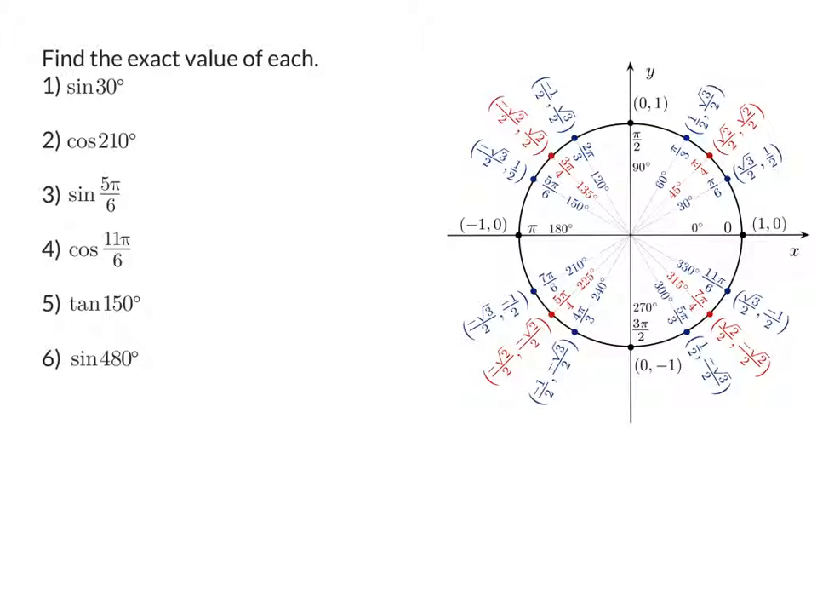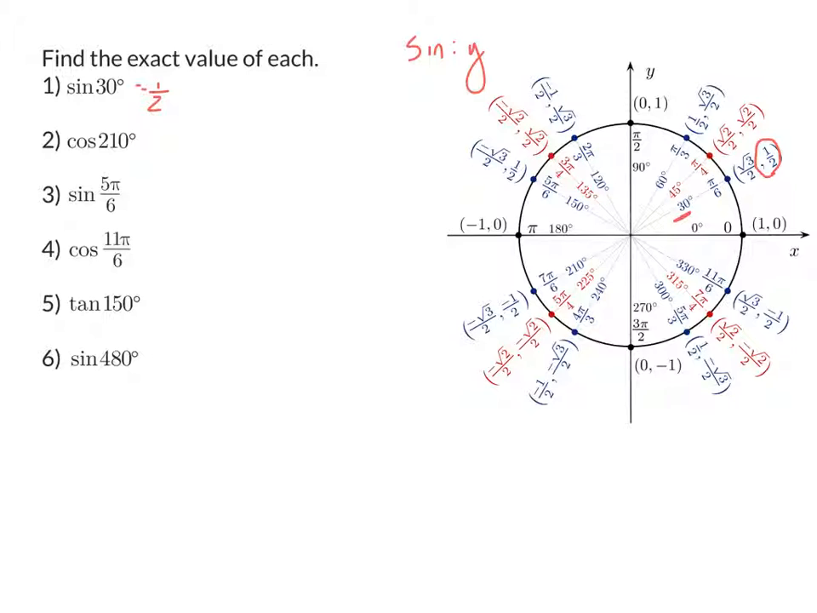Hello. In this video, we're going to be using the unit circle to find exact values for specific trig functions. So in number 1, what we want to do is find the exact value for sine of 30 degrees. We know that sine is the same on the unit circle as the y value. Okay, so at 30 degrees, which is right here, we go to the ordered pair and find the y value, which is a half. So sine of 30 degrees is equivalent to 1/2. And that's the exact value for this.